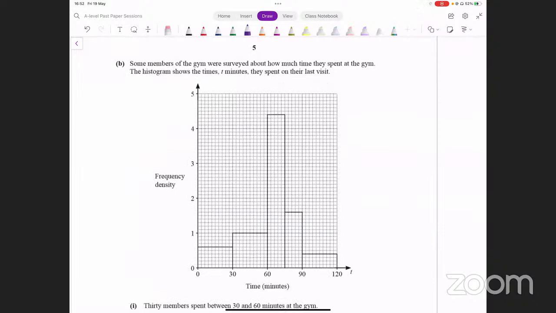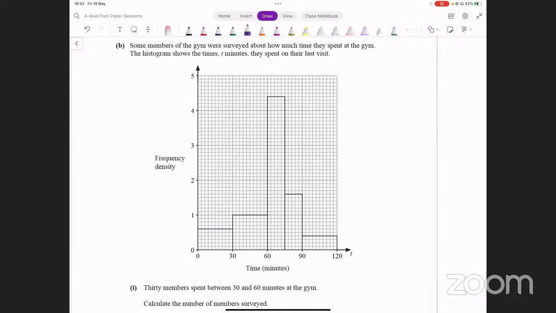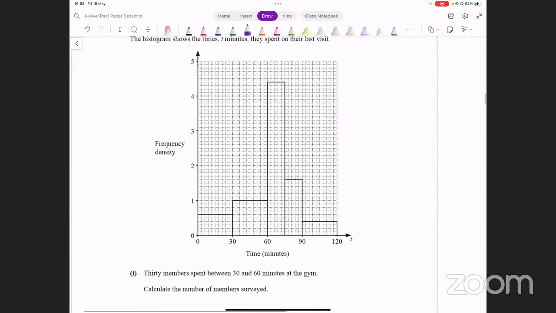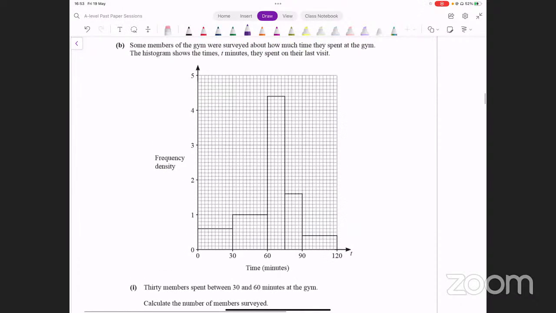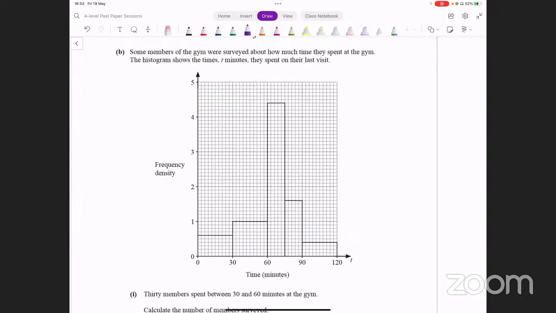It says some members of the gym were surveyed about how much time they spent at the gym. The histogram shows the times, T minutes they spent on their last visit. 30 members spent between 30 and 60 minutes at the gym. Calculate the number of members surveyed. अच्छा, अब देखें, let's try to understand this.